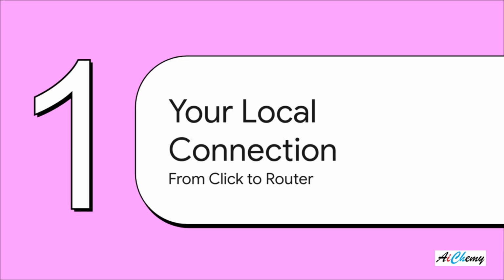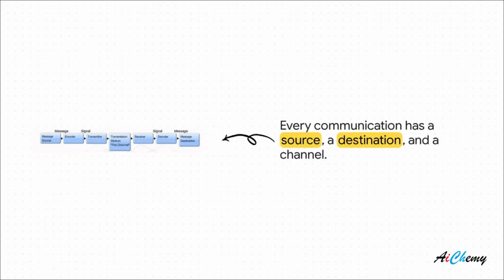The first crucial step happens right where you are, on your local connection, just getting from your click over to your router. This diagram right here is basically the blueprint for all communication. Your computer is the source, the web server you want to reach is the destination, and everything in between, the cables, the Wi-Fi, the routers, that's the channel. This simple concept is the foundation for the entire internet.